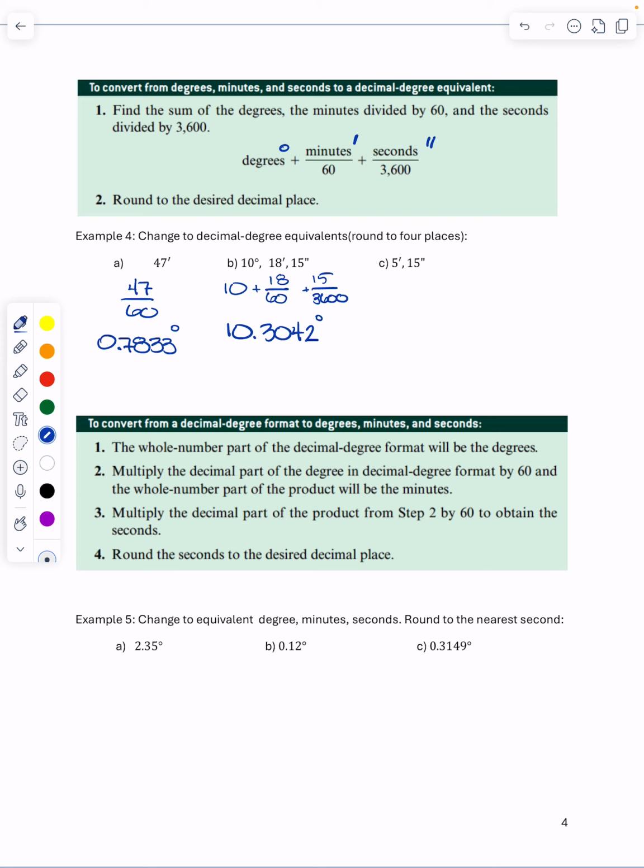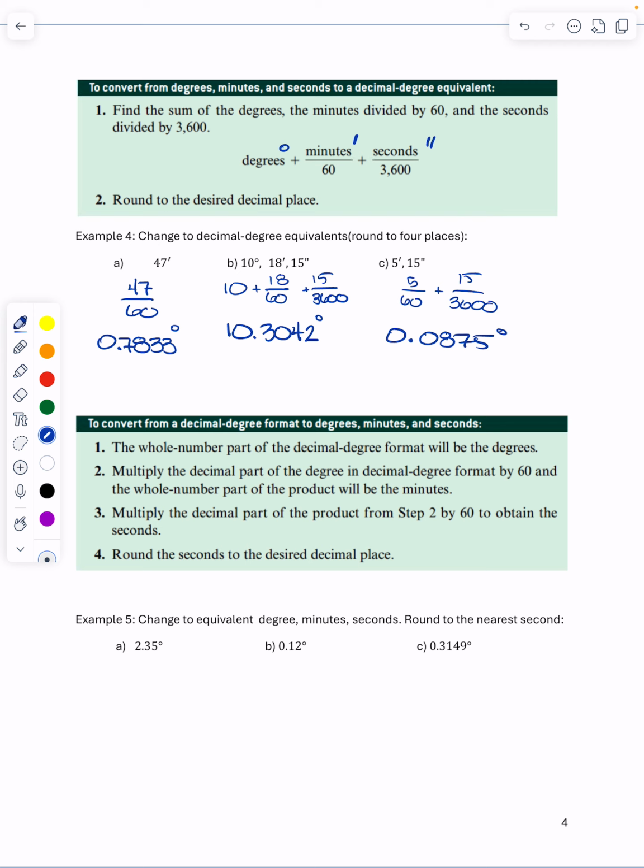For C, I have no degrees. I have 5 minutes and 15 seconds. And when we divide those out, we should get a number less than 1. We get 0.0875. That's degrees.